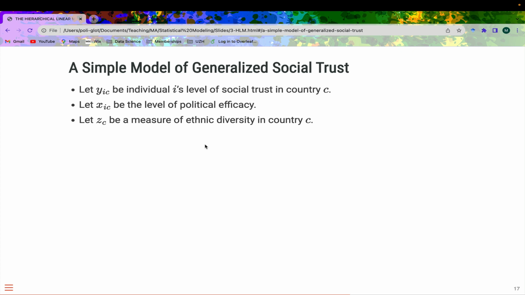We're going to look at only two predictor variables in this very simple setup. The first of these is an individual level attribute, the individual's level of political efficacy. I'm going to write that as X sub ic. And the second variable is a measure of the ethnic diversity in country c, and I'm calling that Z sub c.